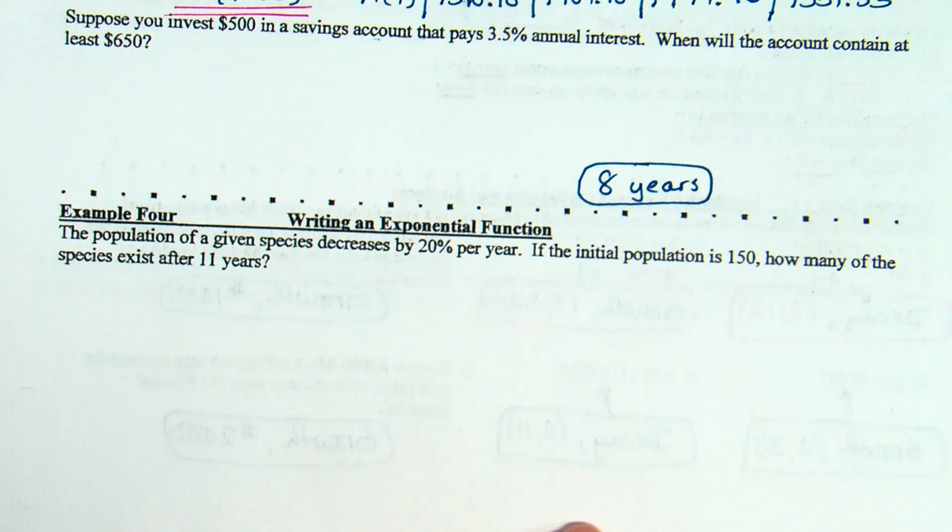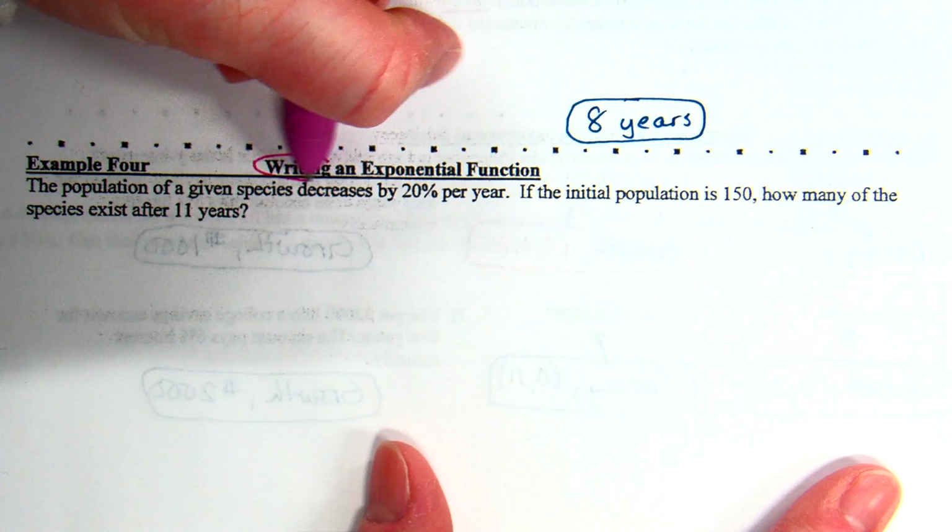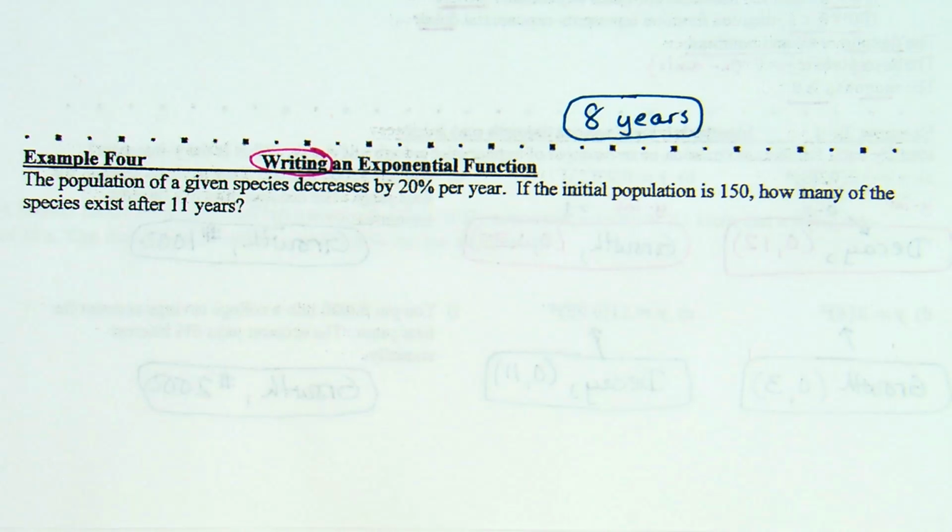Example 4. Writing an exponential function. First of all, notice it does say writing an exponential function. So we're going to look at the information given and talk about how to write an equation here. The population of a given species decreases by 20% per year. If the initial population is 150, how many of the species exist after 11 years?